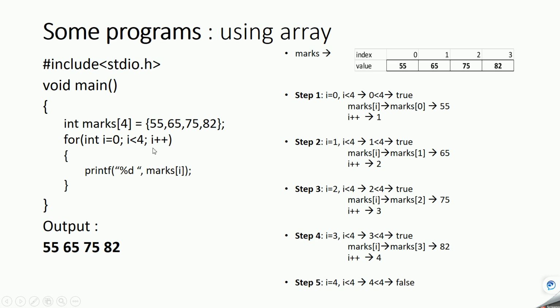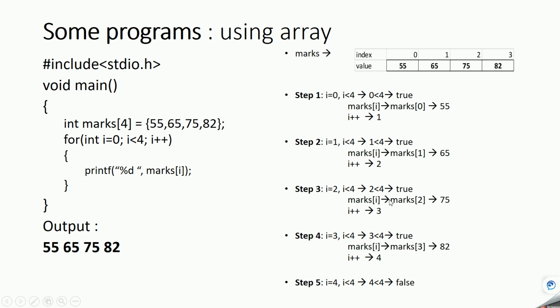Next, i plus plus will happen. When i plus plus happens, since it was 0 it will become 1. Now again in the second step, this condition will be checked. We have i equal to 1 and i is less than 4, that is, 1 is less than 4. So this condition is true, and again it will come here. Marks of i, where i is 1, so marks of 1 is 65. So this 65 will get printed.